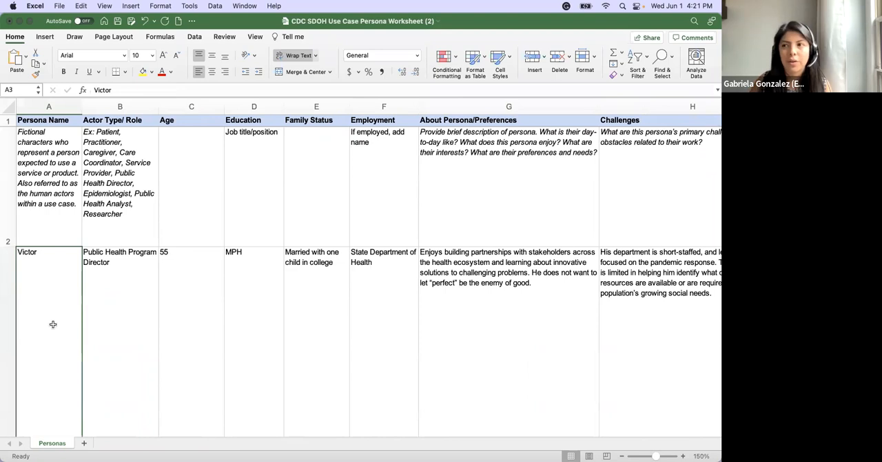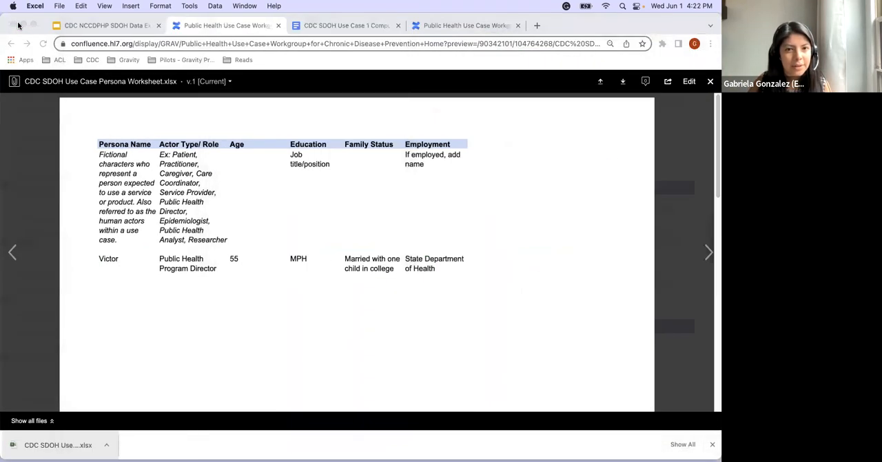You can insert there your new persona and you will just save it as noted on the renaming convention so it can help us track and ensure that we consolidate them into the use case report that we'll be sharing with all as our final deliverable for this work group. So that is a bit of a demo. I'll pause there and see if there are any questions on the personas worksheet.